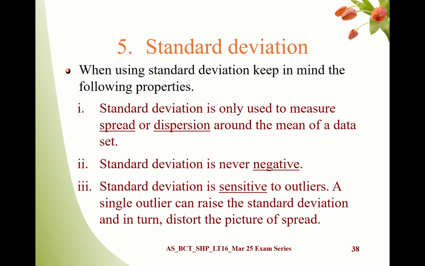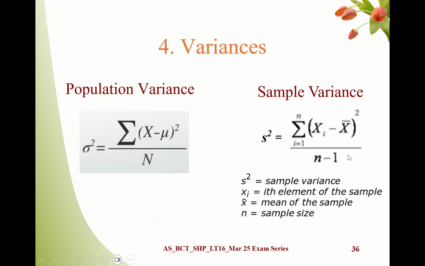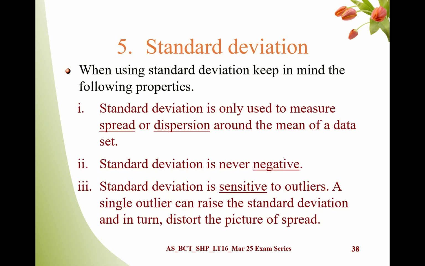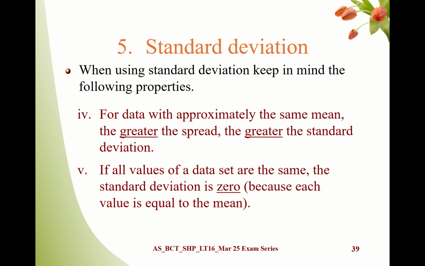Standard deviation is how widespread the data is around the mean. It's never negative because of the formula here. You square it, so if this is negative, you square it and it becomes positive. And it's sensitive to outliers. The greater the spread, the greater the standard deviation and variance. If standard deviation is 0, it means all your values are the same as the mean. There's no spread.